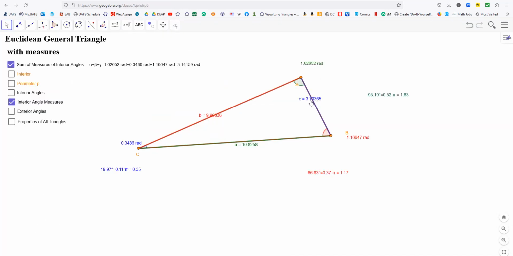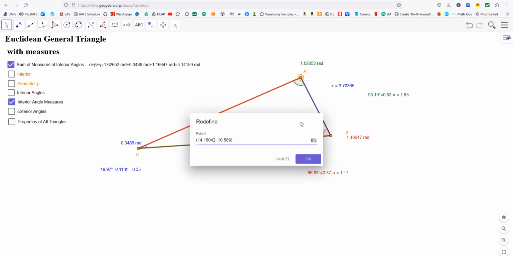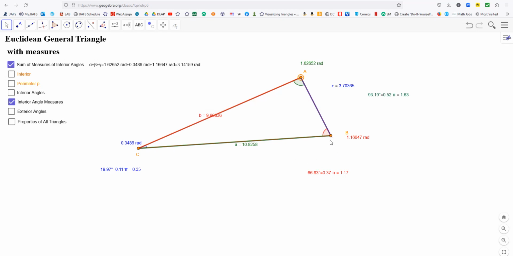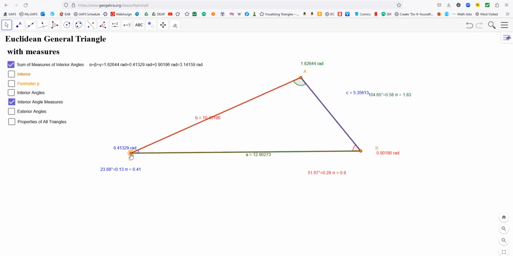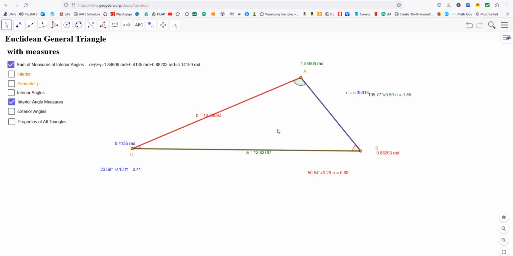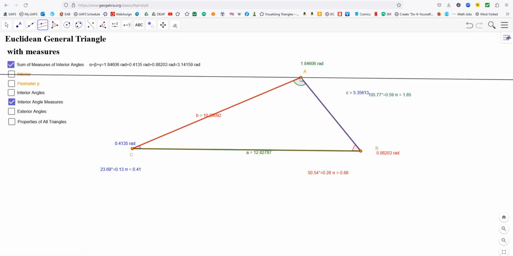Okay, how can we go about proving this thing about the sum of the angle measures being pi radians or 180 degrees? Well, a hint is that it has something to do with the parallel postulate. So what does the parallel postulate say? It says, let's say you take this side BC, there's exactly one line that's parallel to this line through this given point. There's only one.